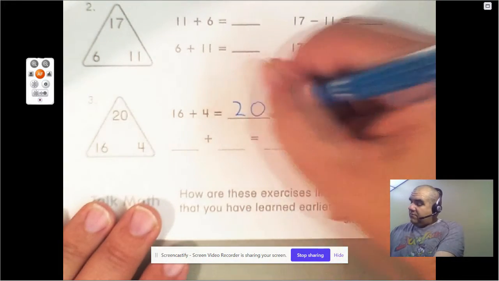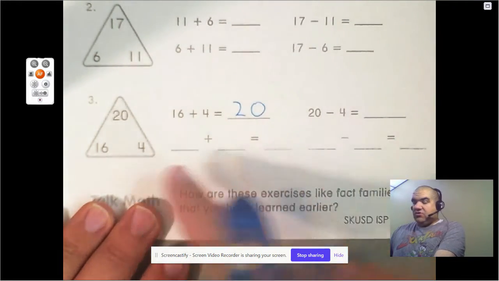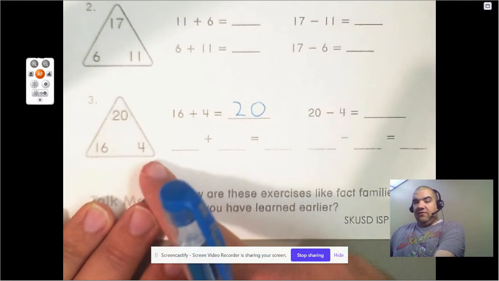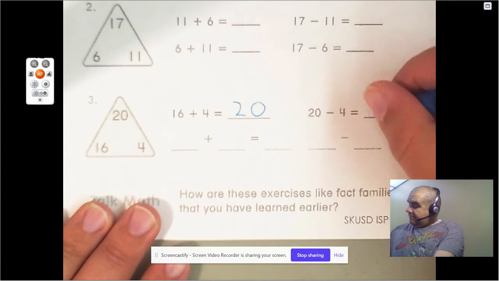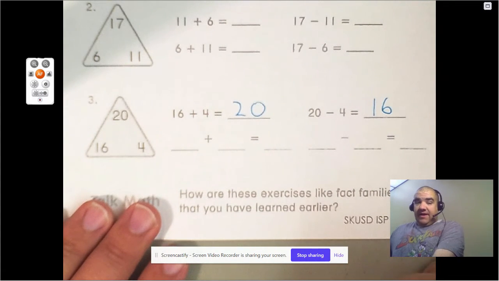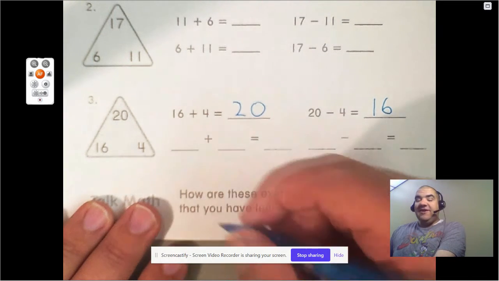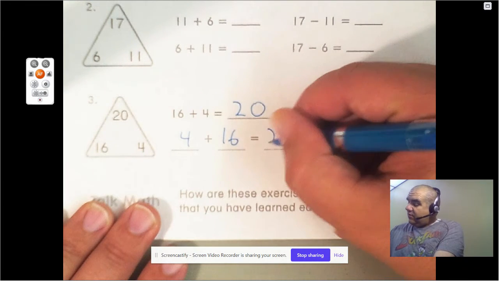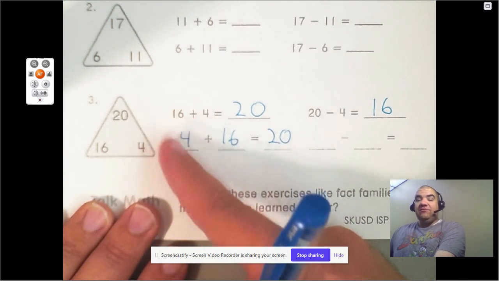Because it has the same three numbers over and over again. And we know that 20, see right here, minus 4 equals 16. And you can do the same thing with the other one, because in addition, 4 plus 16 equals 20. Because you know 16 plus 4 is the same as 4 plus 16.